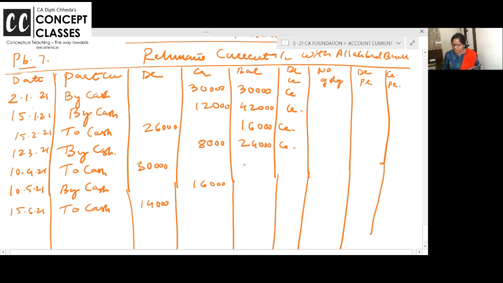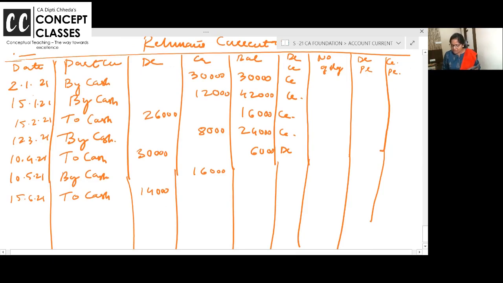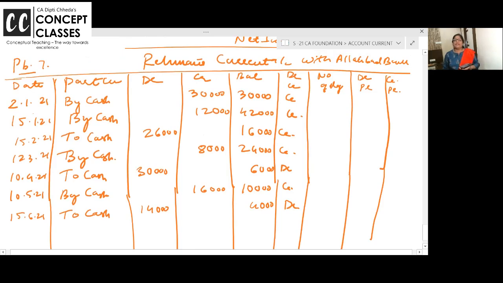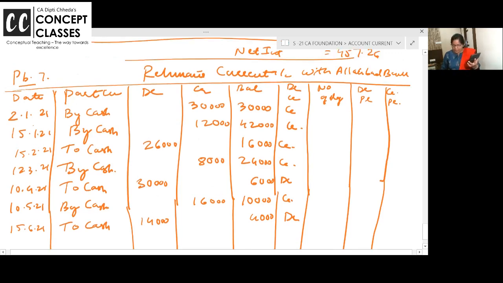Now debit 30,000. So 24 credit and 30 debit, so 6,000 debit. Now 16 credit, so 10,000 credit. 14 debit. It was 10 credit, now 14 debit. So 4,000 debit. I hope you all are getting debit, credit like that.